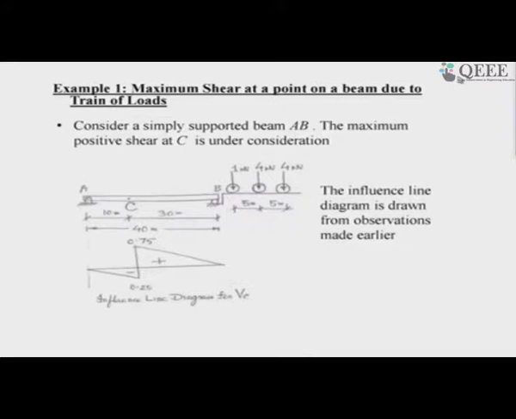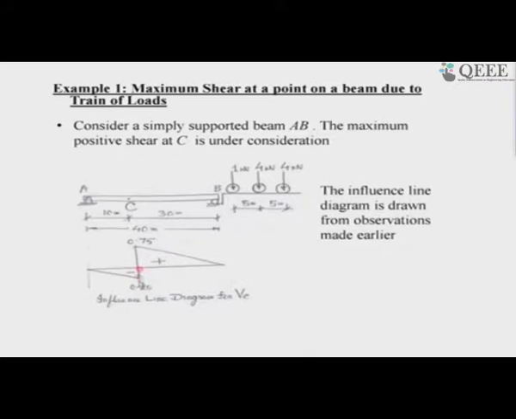So, let us start with example 1. I have already examined what is the maximum shear at a point on a beam due to a single concentrated load or a unit load. You can say that we have drawn the influence line diagram. We have already examined carefully that at a section, if I have to find out the maximum positive shear or maximum negative shear, I have already the influence line diagram drawn. This is the cursor, right? Yeah. So, now I have already the influence line diagram drawn.